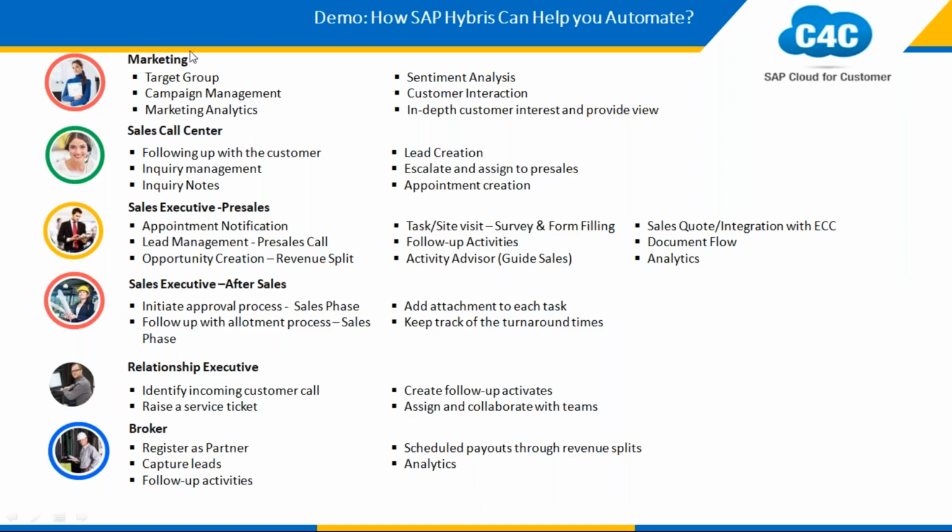These are some activities which we segmented for different areas. For marketing, we have these many pieces within C4C. Call center has these many pieces. These are some small items we added to segregate different functionality. For executive pre-sales, we have these activities. After sales, having this executive and then the broken part.